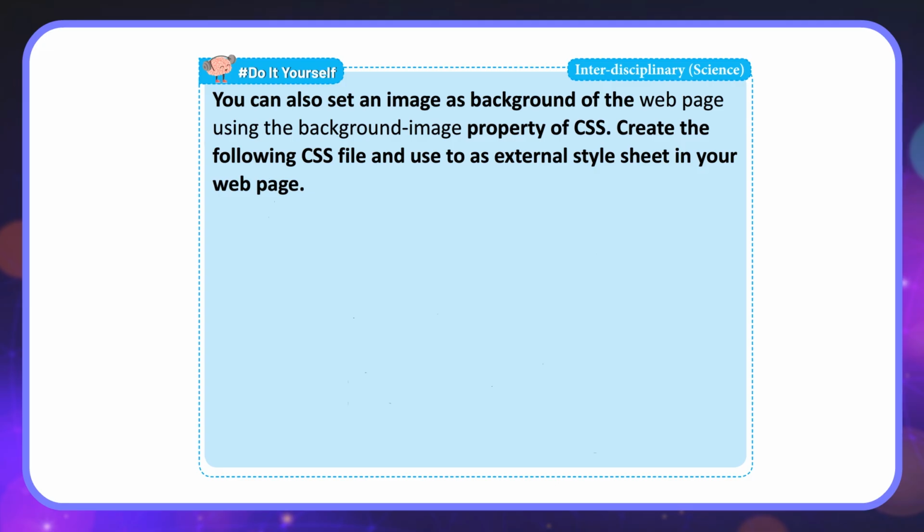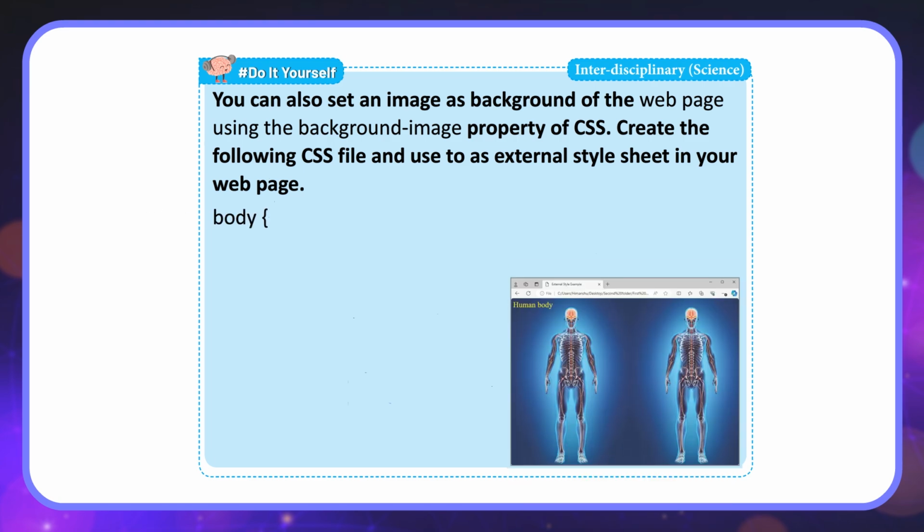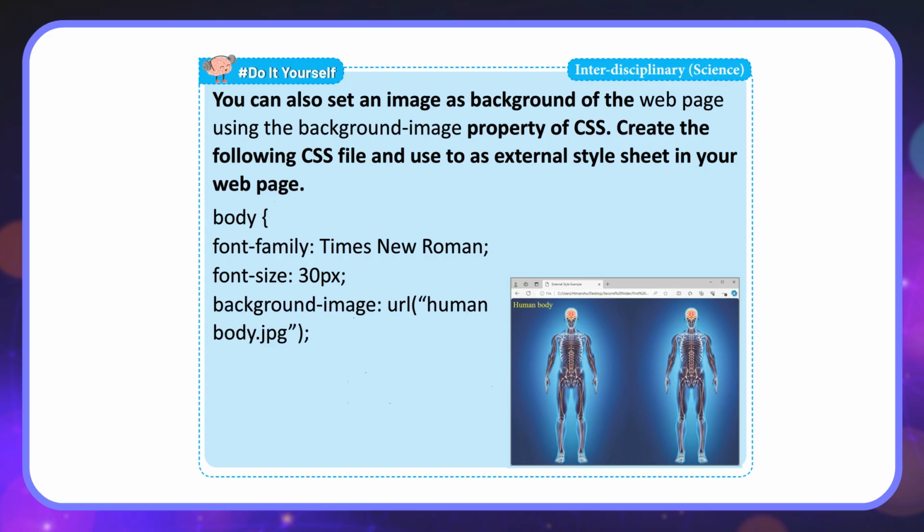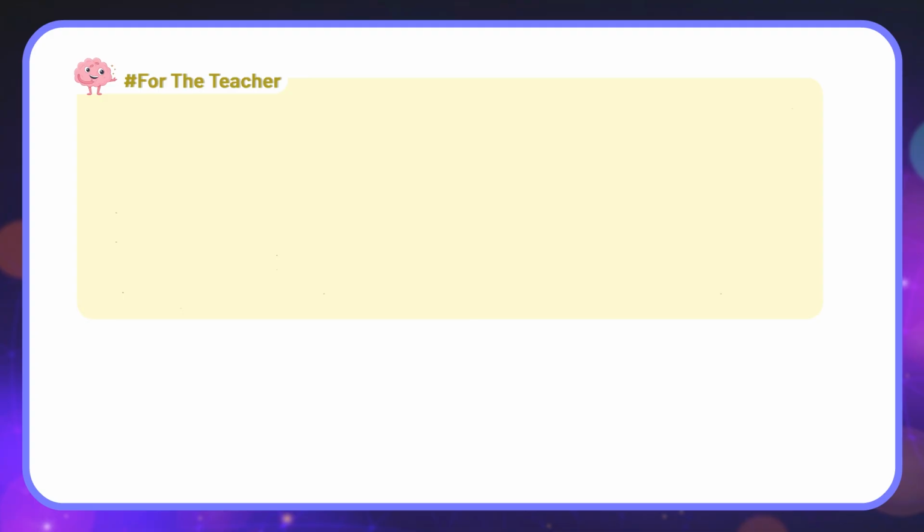Do it yourself. Interdisciplinary, science. You can also set an image as background of the web page using the background-image property of CSS. Create the following CSS file and use it as an external style sheet in your web page. Body. Font family, Times New Roman. Font size, 30px. Background image, url humanbody.jpg. Color, yellow.